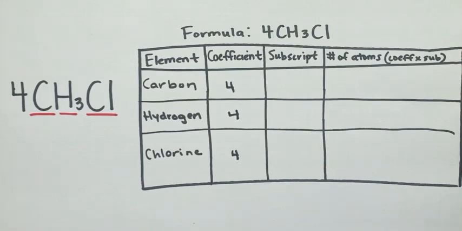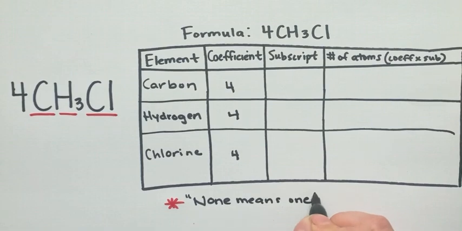Now is a good time to note that there may be an instance where there is no coefficient. So just like in math, if you had a variable with no coefficient in front of it, that would tell you that the coefficient is assumed to be 1. So a good way to remember this is that if there is no coefficient, none means 1. So if you have an example where there is no coefficient in front, you assume that the coefficient is 1.